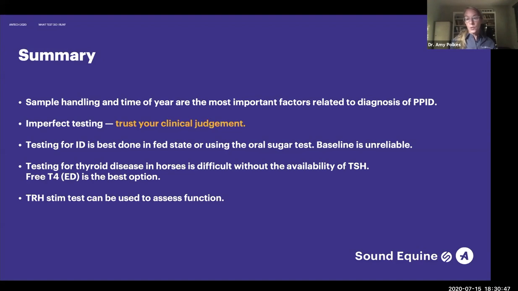Or you can do the oral sugar test, which is much more definitive. It's a defined amount of sugar, and then you know what it should be. And baseline testing is just really unreliable for insulin dysregulation.